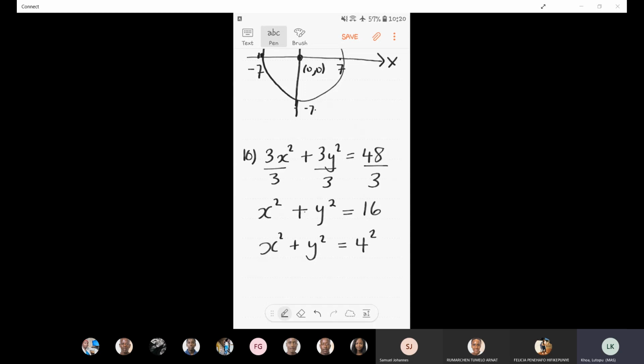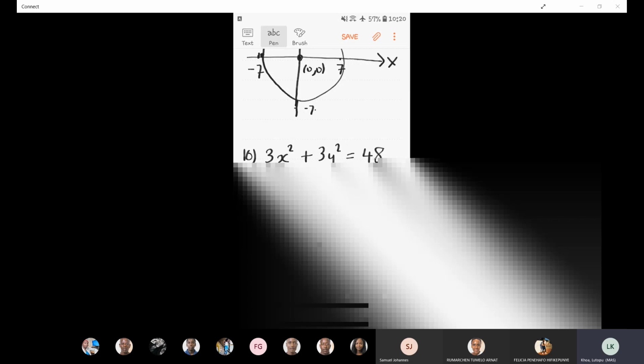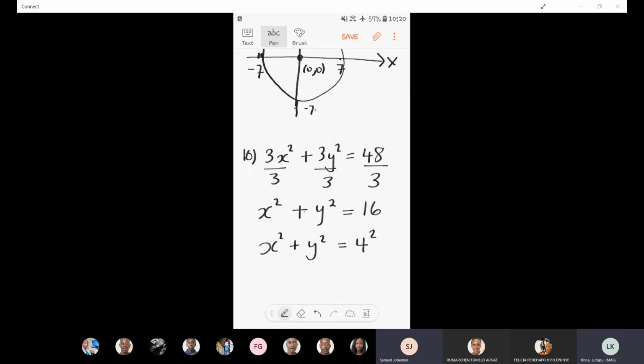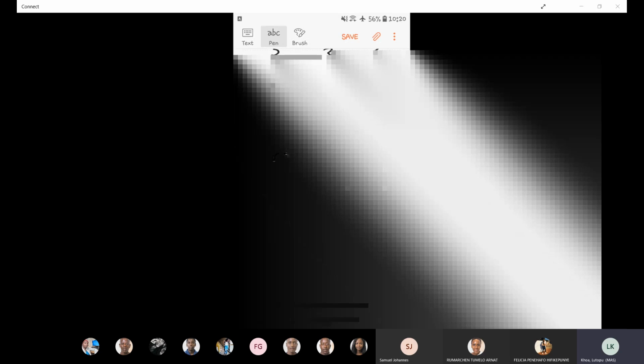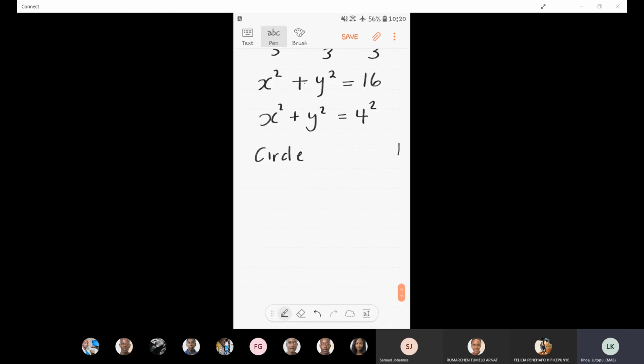Okay, so this is similar to the other one. The center is at the origin. The radius is 4. And then you just sketch it like the one we did previously. So this is a circle. It has radius 4 units, and the center is at the origin.